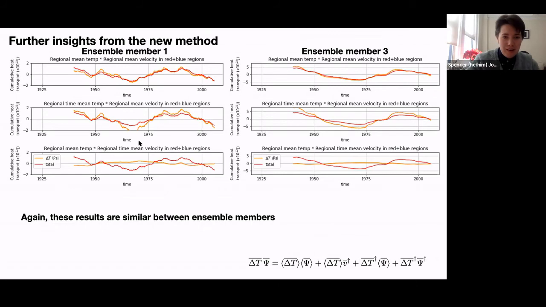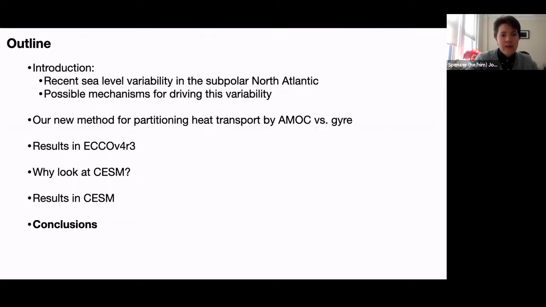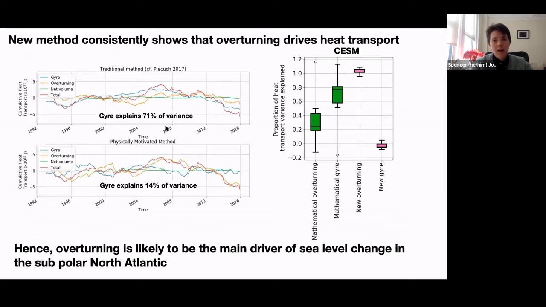this heat content variability. So here are some conclusions. Just to recap, in ECCO v4, a new method finds that the overturning is what's driving the heat content variability. And in CESM, we also find that our new method says that overturning is what's driving the heat transport variability. So just to explain this plot, this is the proportion of heat transport that's explained by the overturning and by the gyre in both the old method and in the new method.